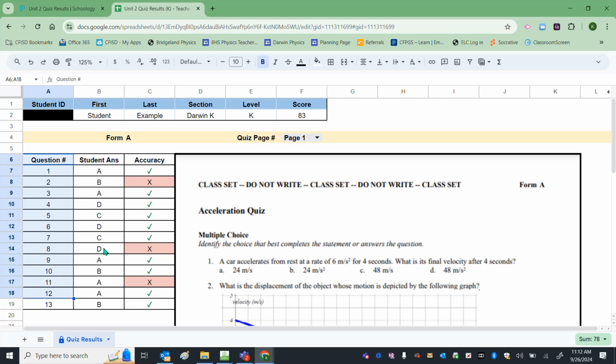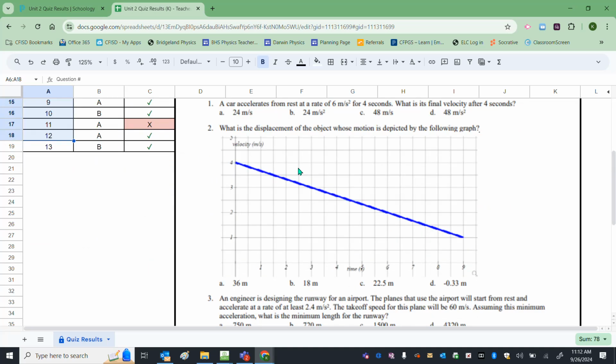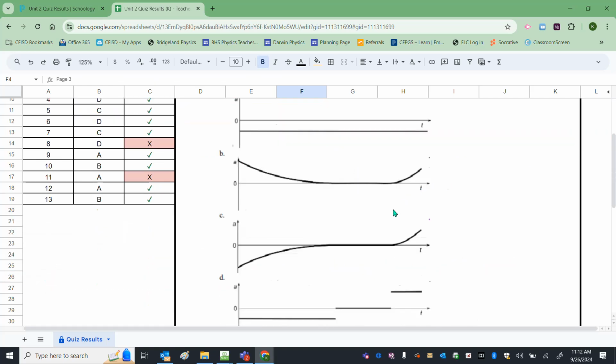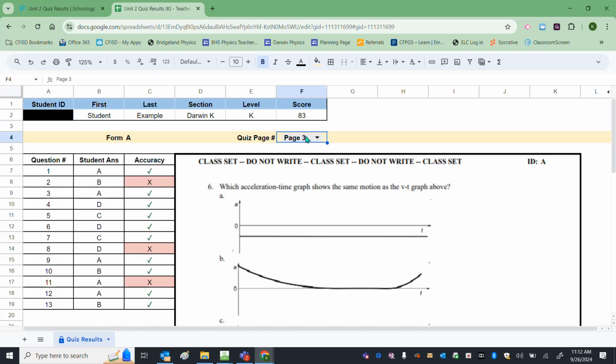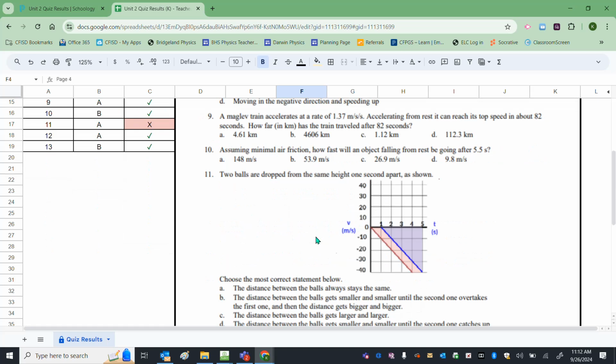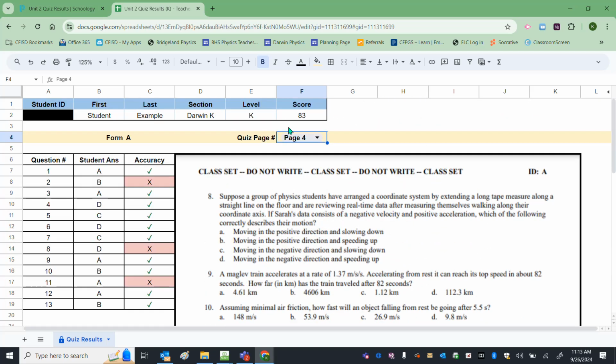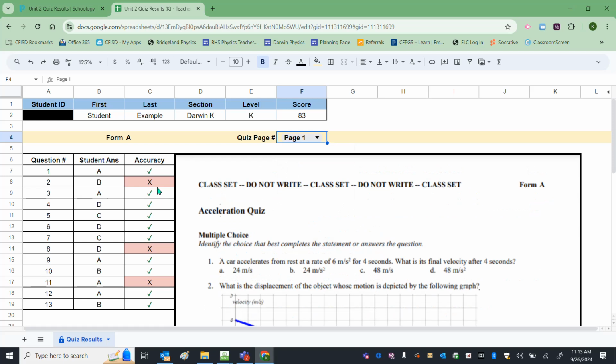So like, for example, they can see number 2 right there, but if they wanted to see what they did wrong on number 11, they would have to use this little drop down to skip ahead, and it must be on page 4. And so then they could see, oh, there's number 11, which we'll talk about in a minute. So anyway, this is the same way we did this last time, so it should look pretty familiar.